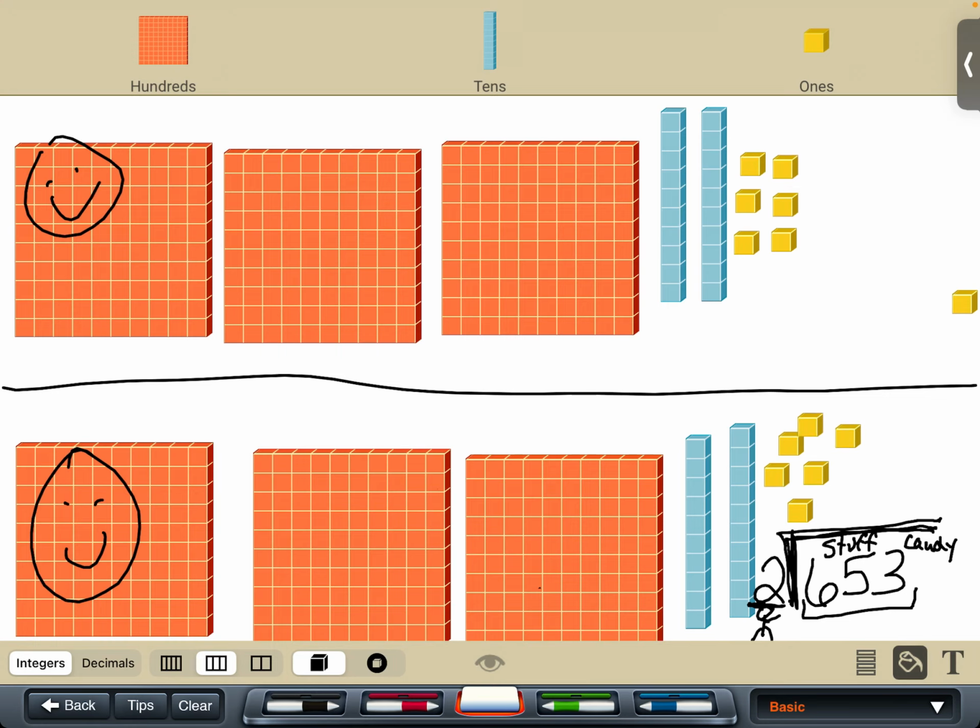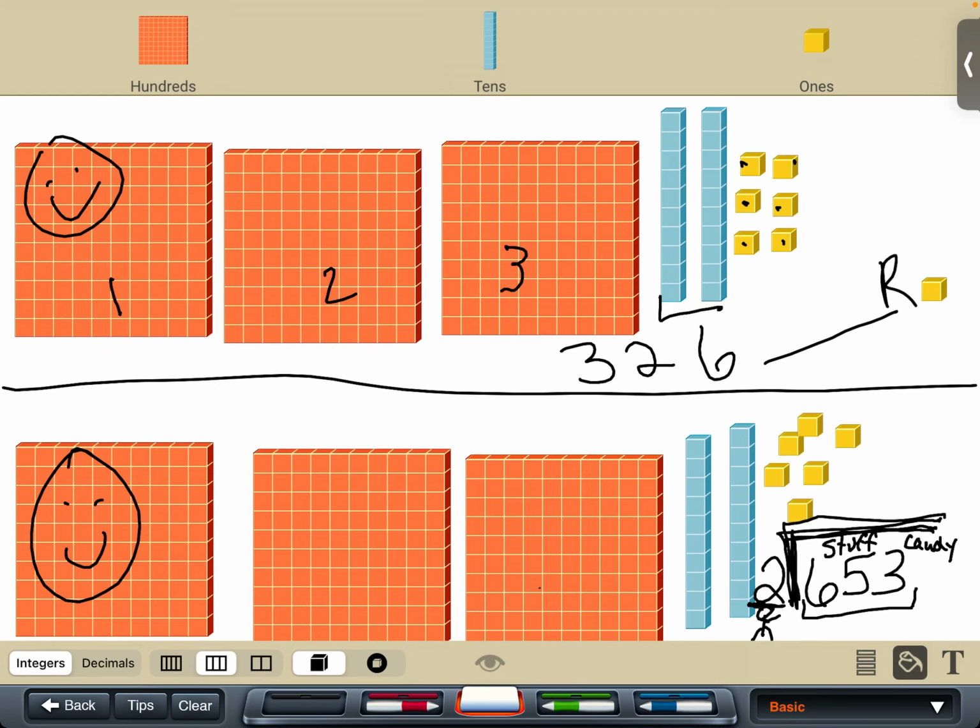So now I took 650 things. Imagine if they were all little pieces of candy, and I shared it with 2 people. How much can each person have? Well, let's see. This person has 3 hundreds, 20, so 320, and 1, 2, 3, 4, 5, 6. 326. And I got 1 left over. I'm not going to cut it. So this is called a remainder 1. So now you can see I have 653 pieces of candy shared with 2 people.